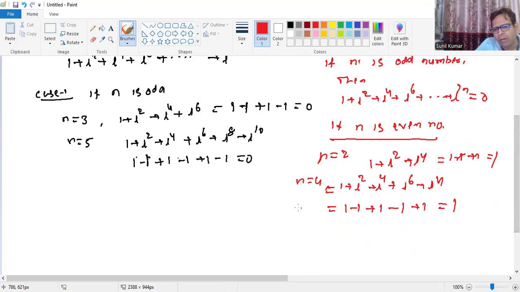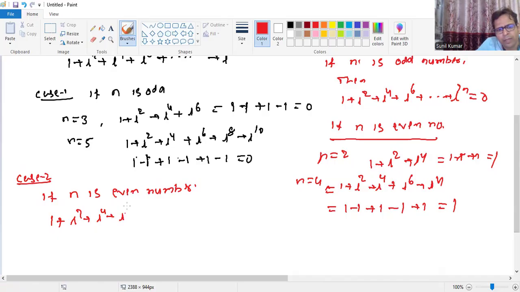So we can conclude that if n is even, this is case 2. In case 2, if n is an even number, then the summation 1 plus i square plus i power 4 plus i power 6 plus dot dot i power 2n becomes 1.